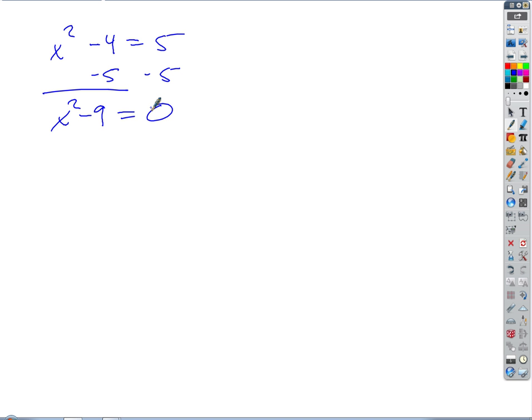Don't I just pretend that there's like a 0x? You could. Yeah, you could pretend there's a 0. So what Katie's saying, and this is a good idea, you could pretend that there's a 0x in the middle and just look for numbers that multiply to -9 and add to 0. What would those be? Plus 3 and minus 3. Good. Or you could also think about this as being x squared minus 3 squared, and that's a difference of squares pattern.